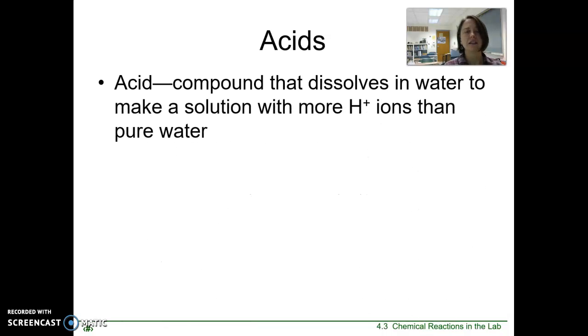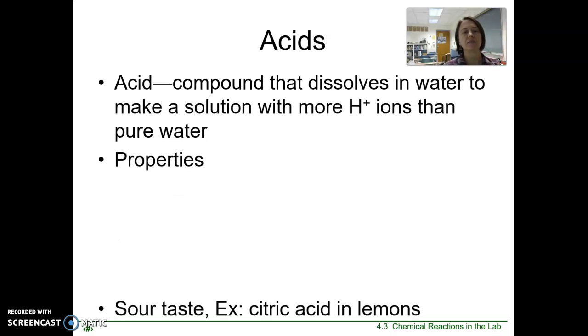In an acid, please write this down, it is a compound that dissolves in water to make a solution with more hydrogen ions than pure water. So when we're talking about acids and bases, hydrogen ions are the name of the game. Redox, it was electrons, this, hydrogen ions. Okay, so what are the properties of acids?